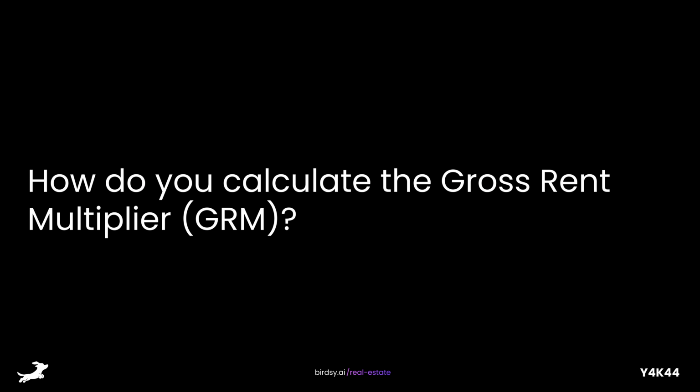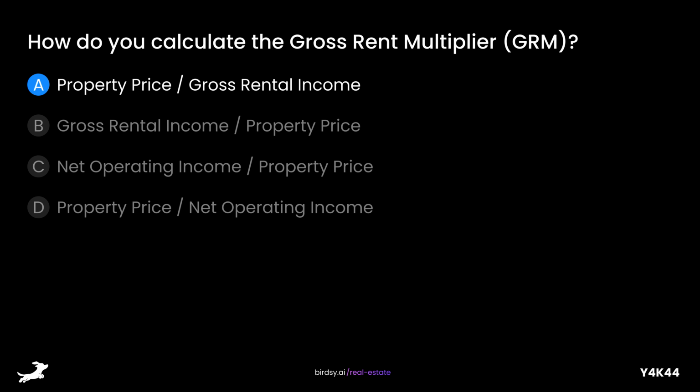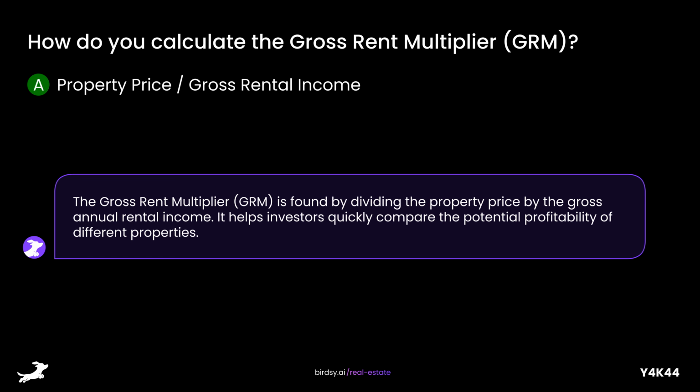How do you calculate the gross rent multiplier, GRM? Is it A, property price divided by gross rental income, B, gross rental income divided by property price, C, net operating income divided by property price, or D, property price divided by net operating income? The answer is A, property price divided by gross rental income. The gross rent multiplier is found by dividing the property price by the gross annual rental income. It helps investors quickly compare the potential profitability of different properties.